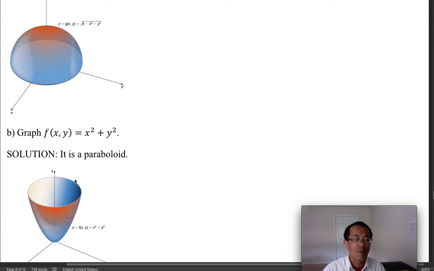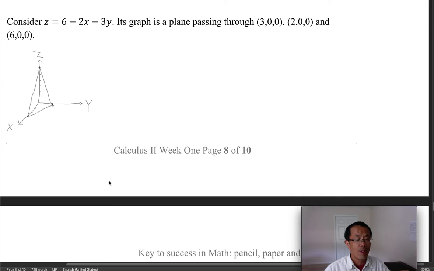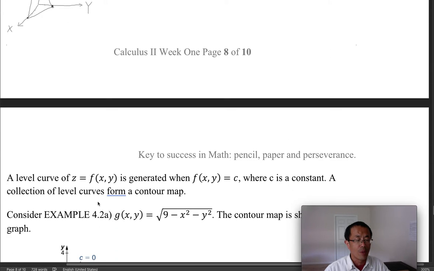So we do have some tools or mechanisms to manipulate the graph or just to help visualize how the surface would look. So the next part is the concept of level curve.